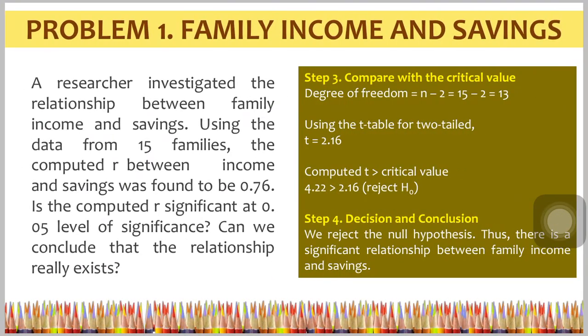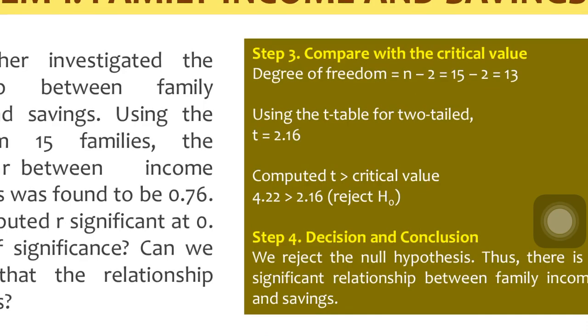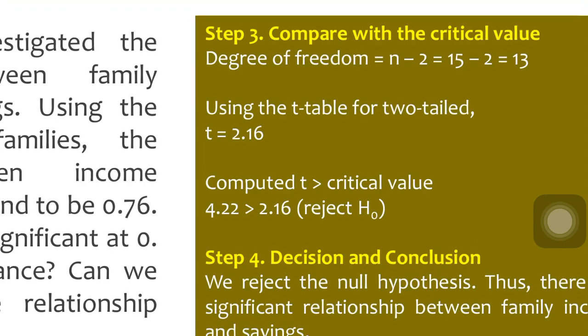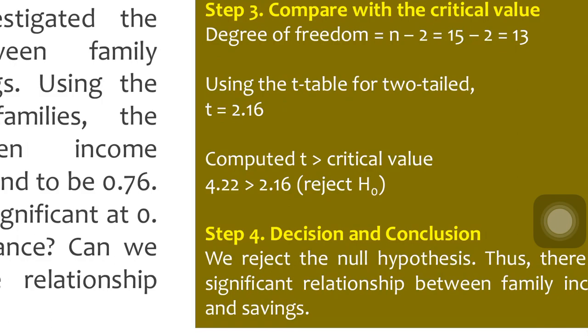Let's go to step number 3. In step number 3, we need to find the critical value or the tabular value. The degree of freedom is 15 minus 2, that's 13. And using our t-table for two-tailed, our t value is 2.16. If you check, our computed t is 4.22, and it's greater than the critical value of 2.16. If you'll draw your normal curve, 4.22 is found in the rejection region. Thus, we reject the null hypothesis.